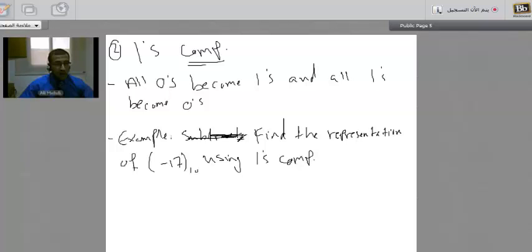Now to find the number minus 17 in binary, we've got to find 17 first, because we cannot just find minus 17 straight away in binary. We've got to find 17 first, and then convert it into minus. So 17. Now, if you are clever enough, I'm going to open the chat. Tell me what is 17 in binary. Try to work it out. You've got 1 minute.